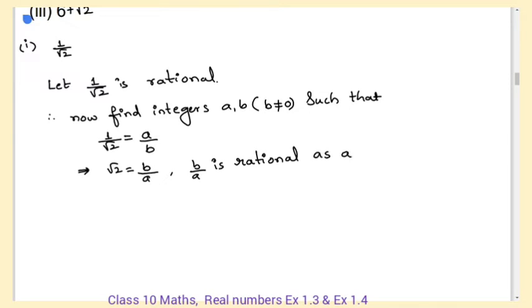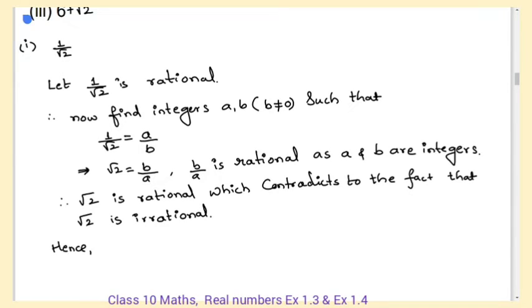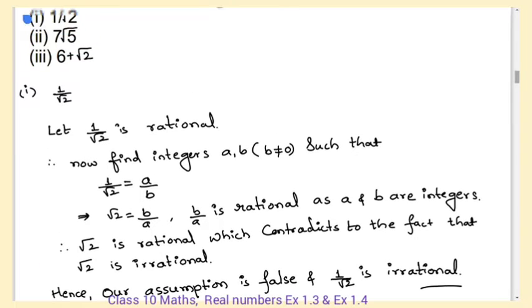b by a is rational as a and b are integers. Therefore, root 2 is rational, which contradicts the fact that root 2 is irrational. Hence, our assumption is false or wrong, and 1 by root 2 is irrational.